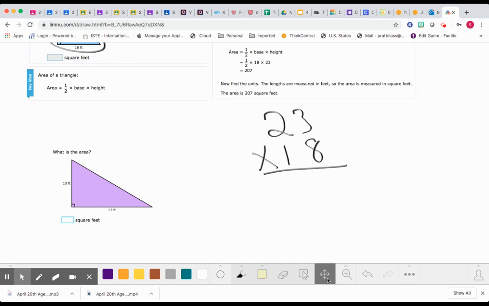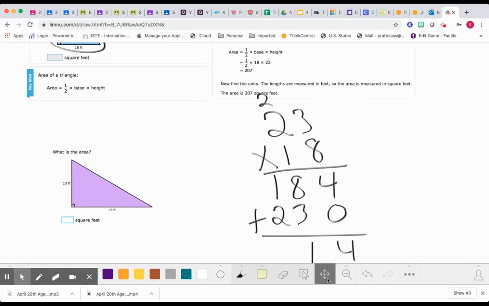We're going to multiply. So 8 times 3 is 24. We're going to carry our 2 up there. And we have 8 times 2 is 16, plus 2 is 18. Okay, and then we're going to move on. Put our 0 there. Then 1 times 3, which is 3. 1 times 2, which is 2. Add these all together. So we have 4. And then 8 plus 3 is 11. Carry our 1. 1 plus 1 is 2. Plus 2 is 4. So base times height equals 414.